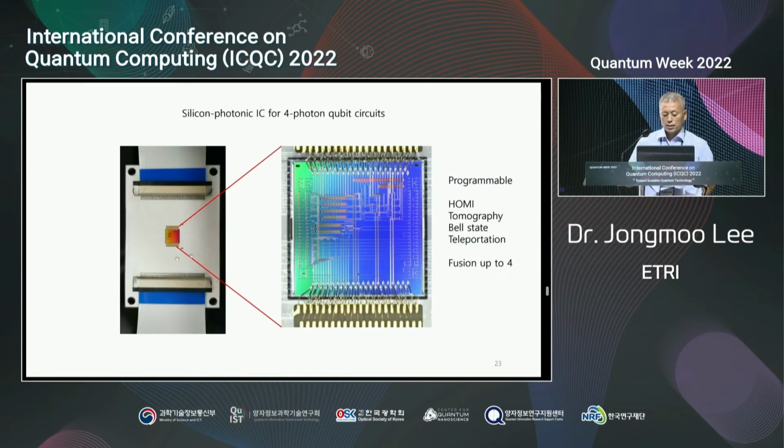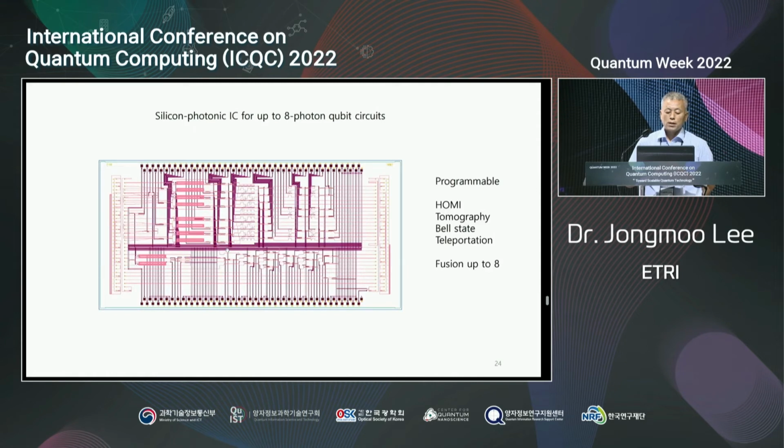And this is my recent chip. I finished the package of this chip, but I still need to do some electronics work for the control, and then I have to make the computer program to control this chip. Anyway, this chip was designed for the experiments such as tomography and Bell state generation and the on-chip teleportation, and also fusion up to 4 photons. I mean, there is a fusion operation here for the 4 photons to generate the 4 photon entangled state.